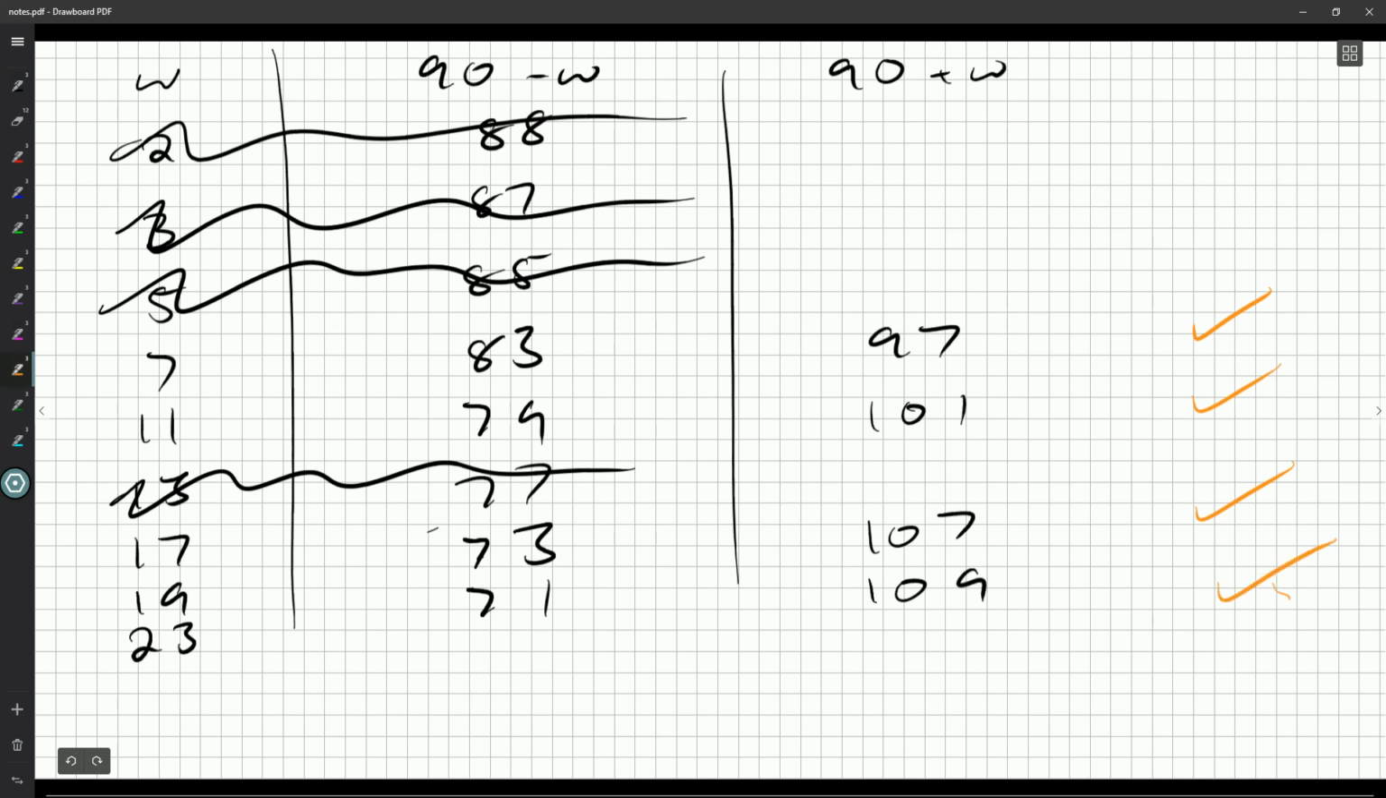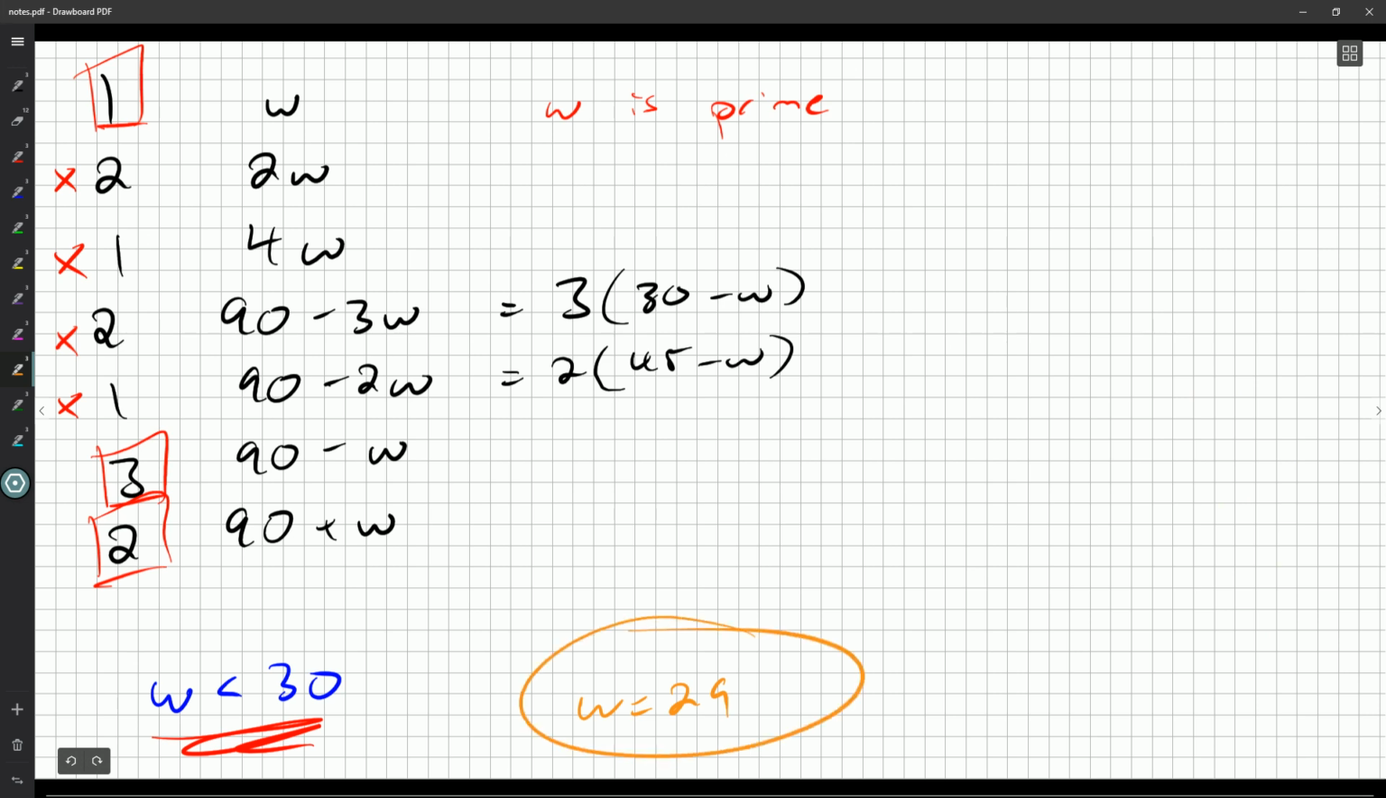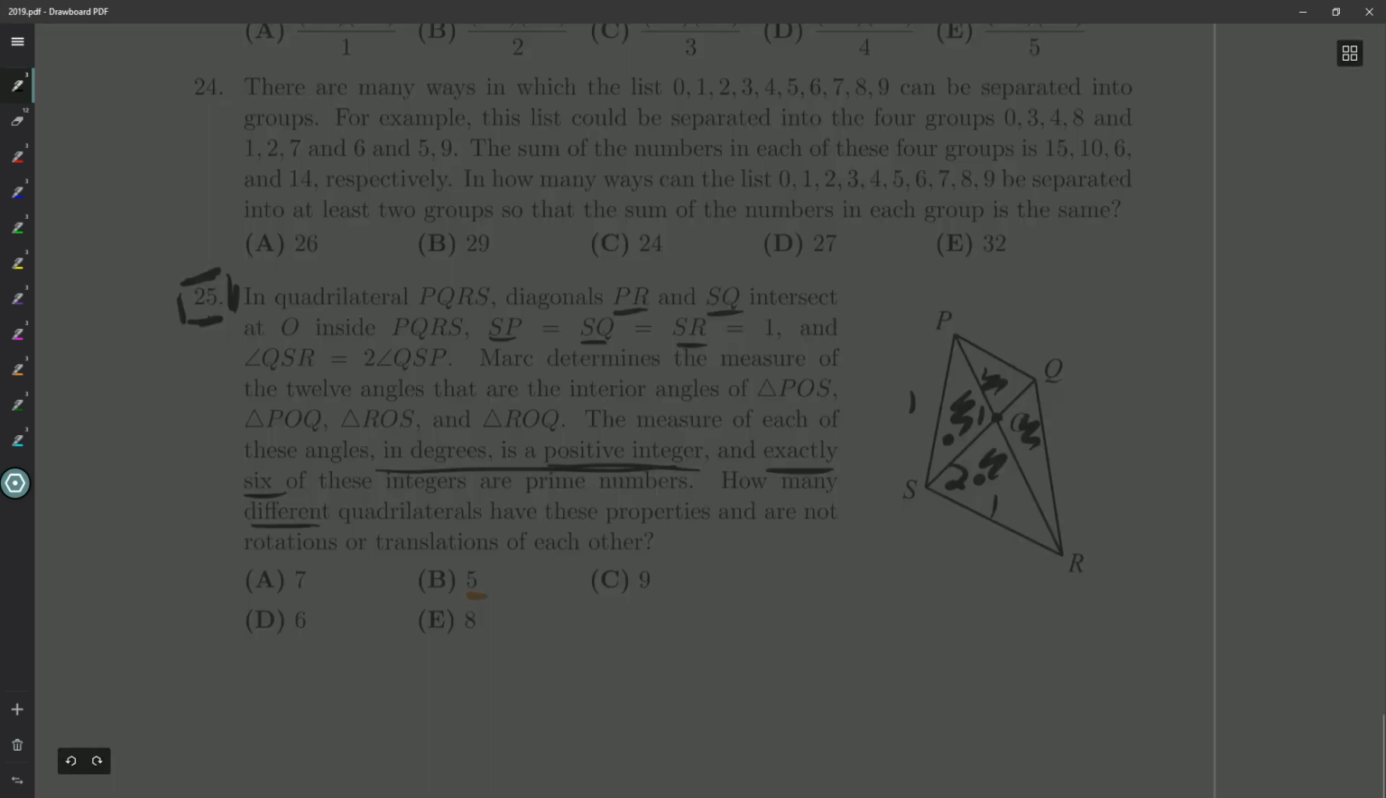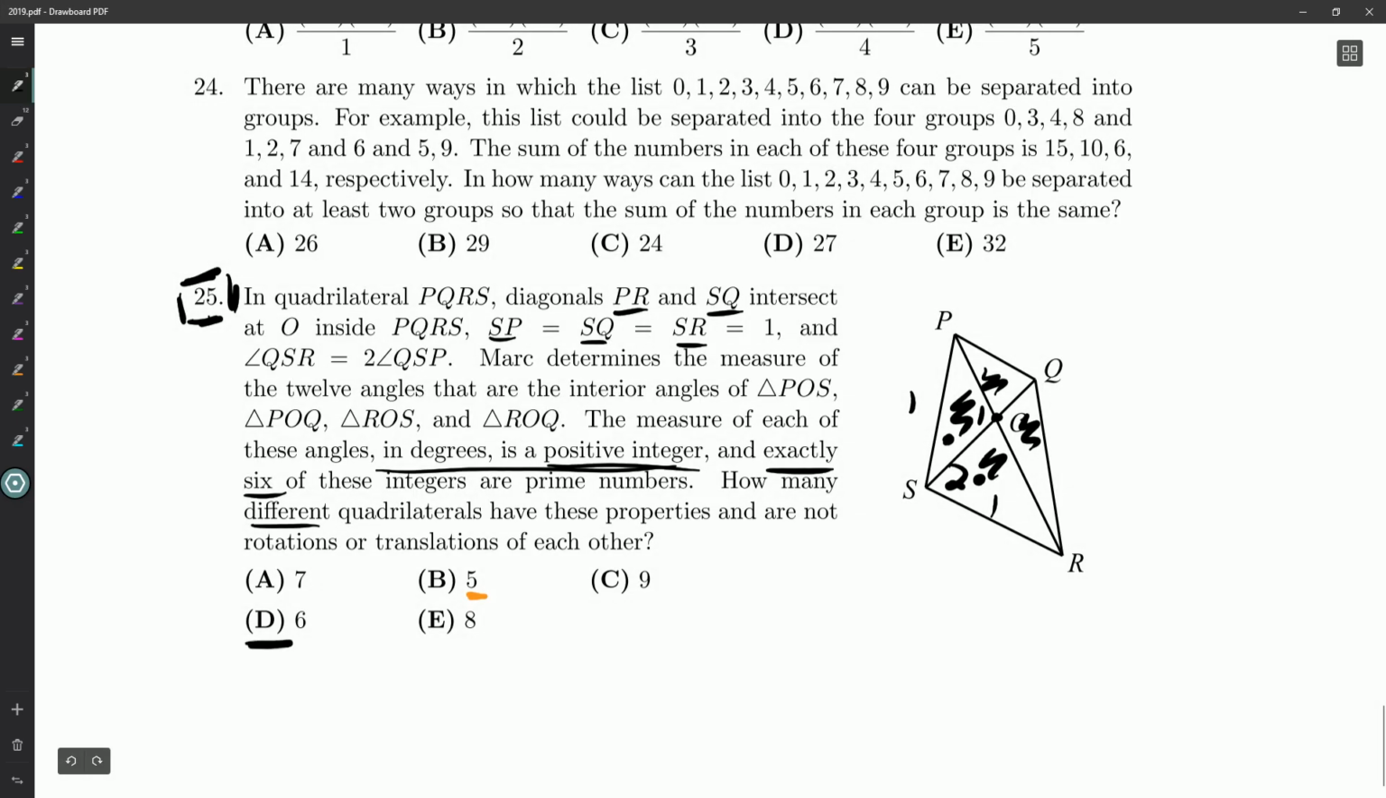So there's our 5 cases. So the answer is at least 5, but the question is 23. Will you give me another case, or are we getting an answer of 5? 90 minus 20 is 70, minus another 3 is 67. That's a prime. And 90 plus 23 would be 113, also a prime. So there's 5 cases, and then there was the 29 as well. So that's a total of 6 of these quadrilaterals. So, looks like our answer is going to be D.